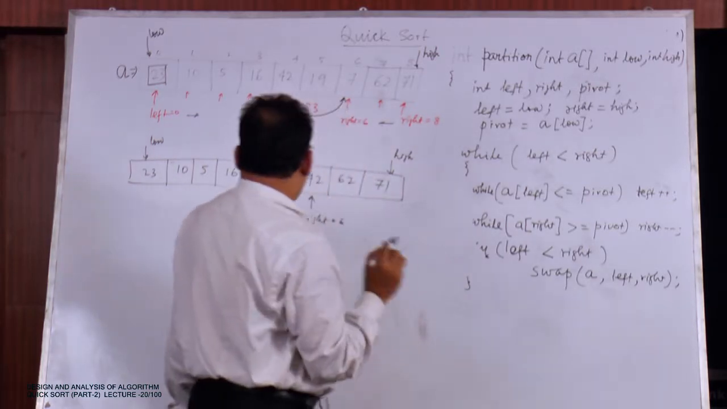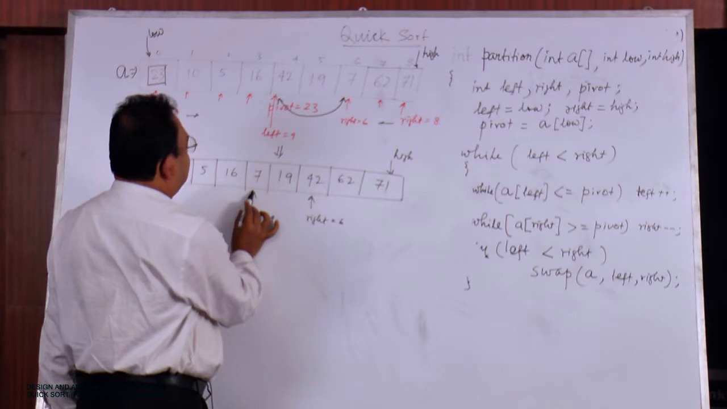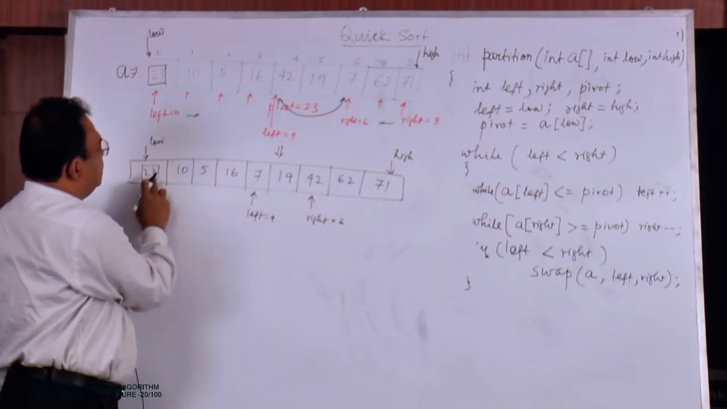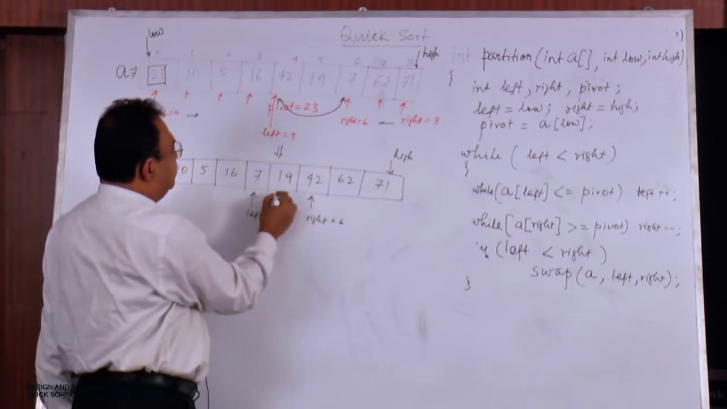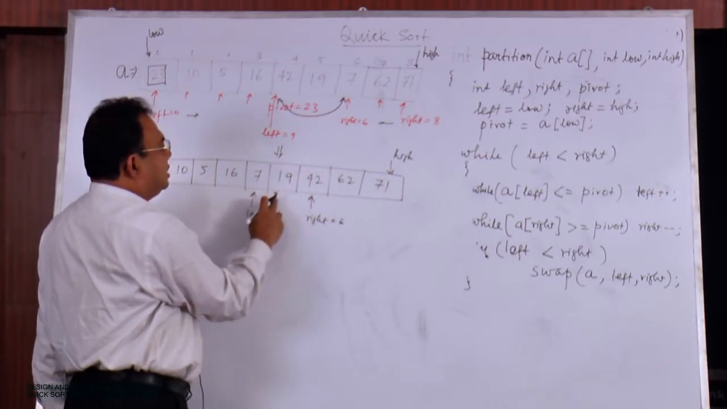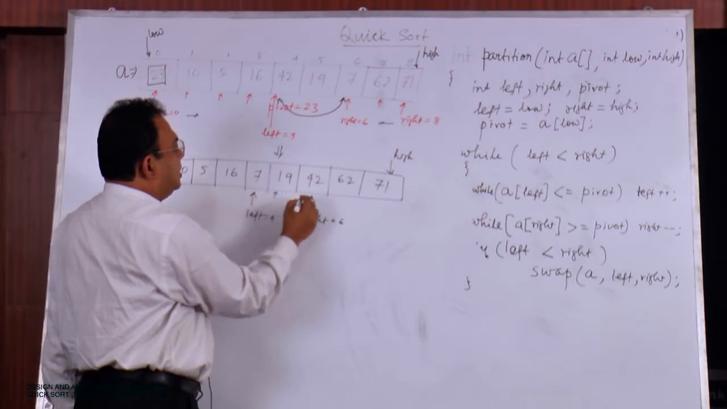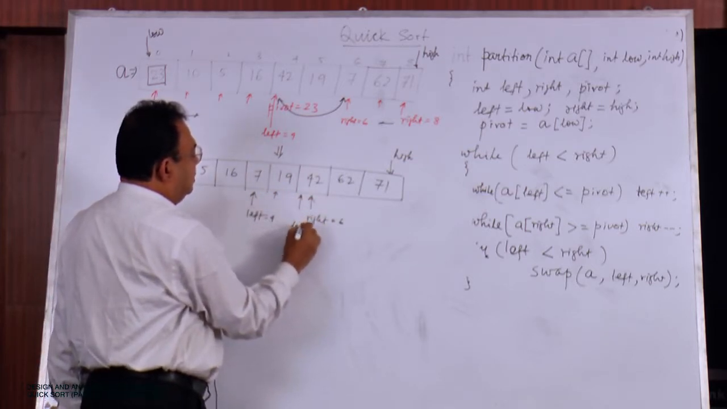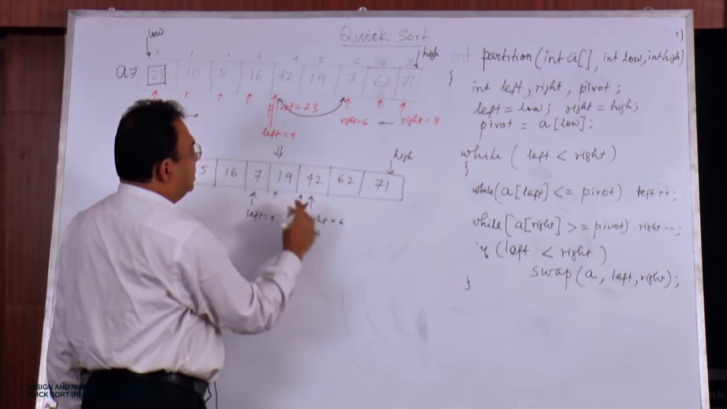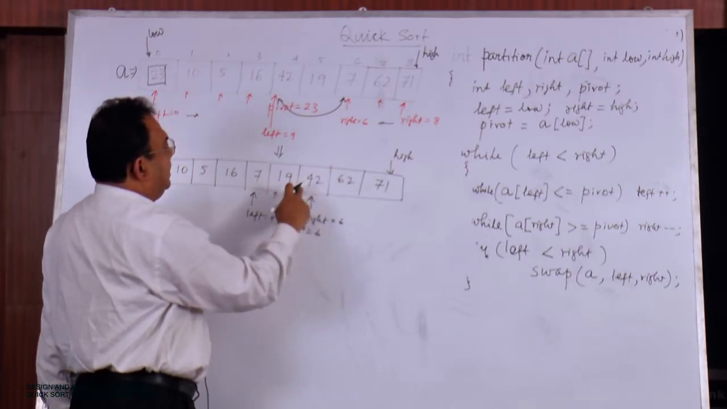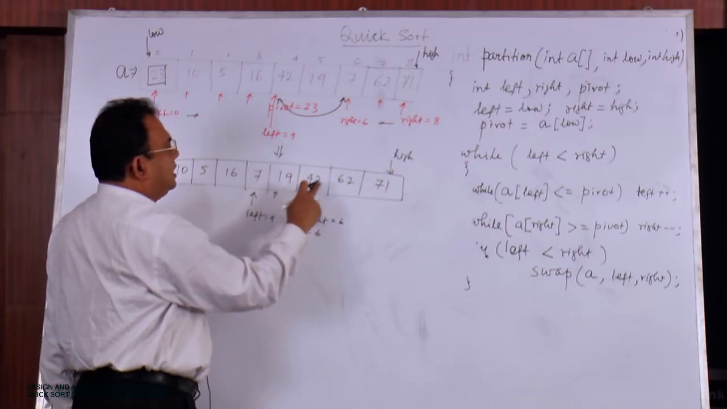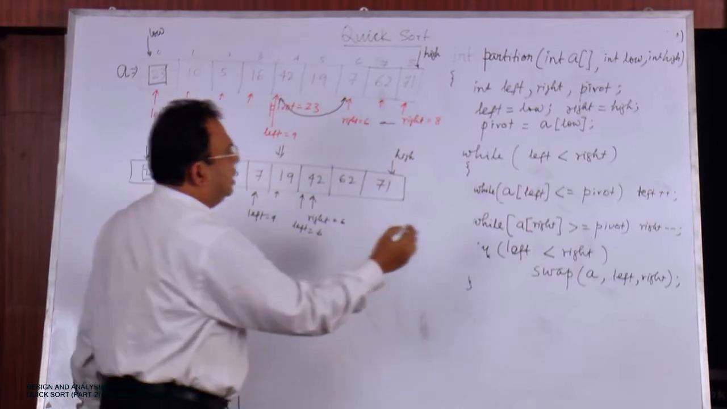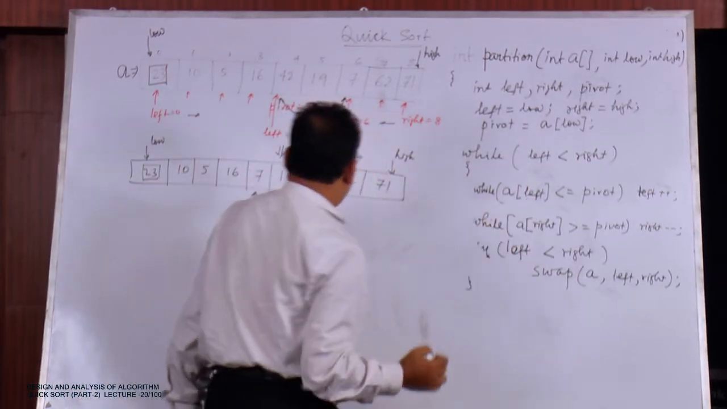Now, what is the value of A[left]? It is 7. Is 7 less than or equal to 23? Yes. So, left plus plus. Now when left is at position 6, the value at left, that is 42, is less than or equal to the pivot? That is false. So, you are coming out of this while loop.